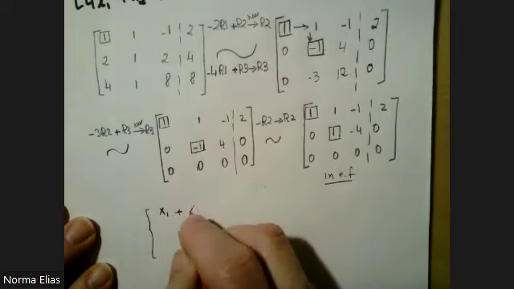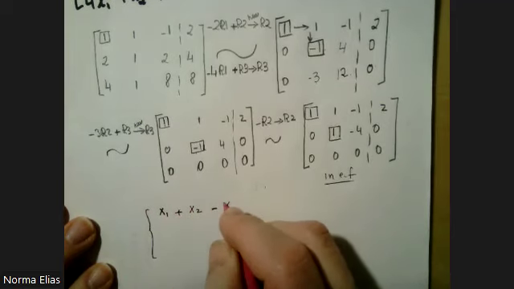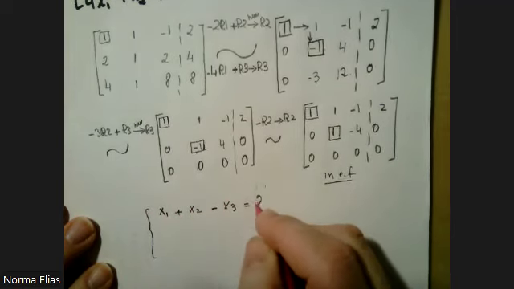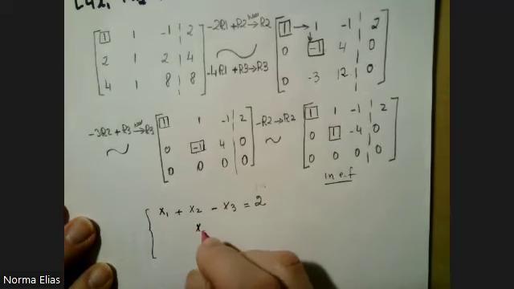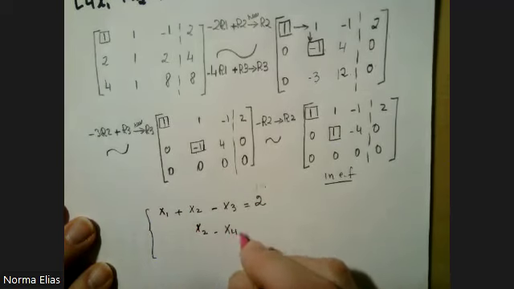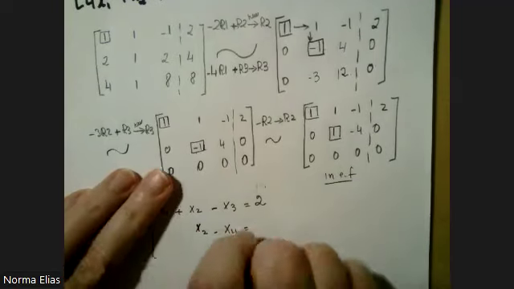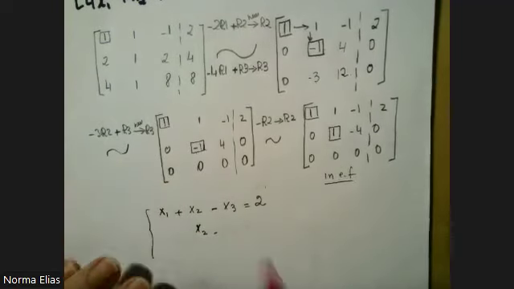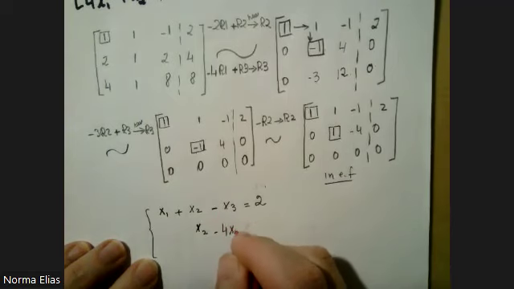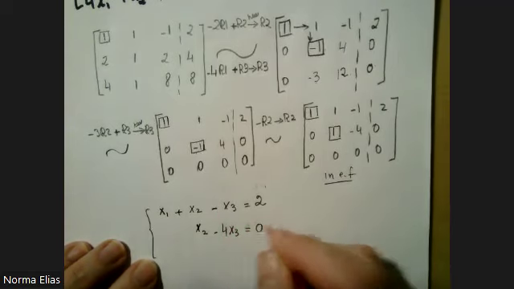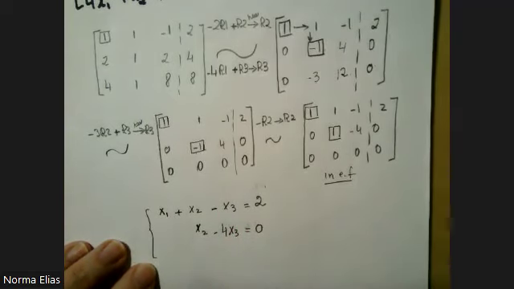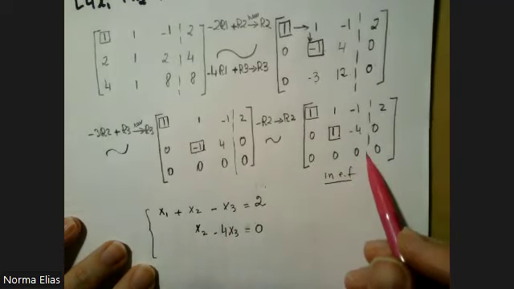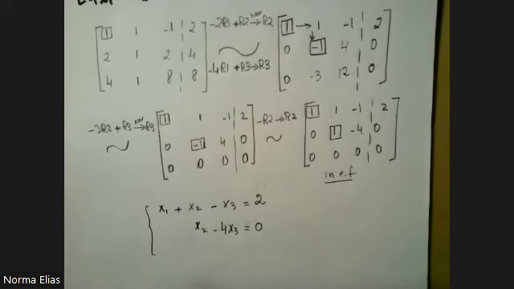So x1 plus x2 minus x3 equal to 2. x2 minus 4x3 equal to 0. And do we have inconsistency in this scenario? No, because this reads 0 equals 0. So that is nothing big deal. 0 equal to 0.